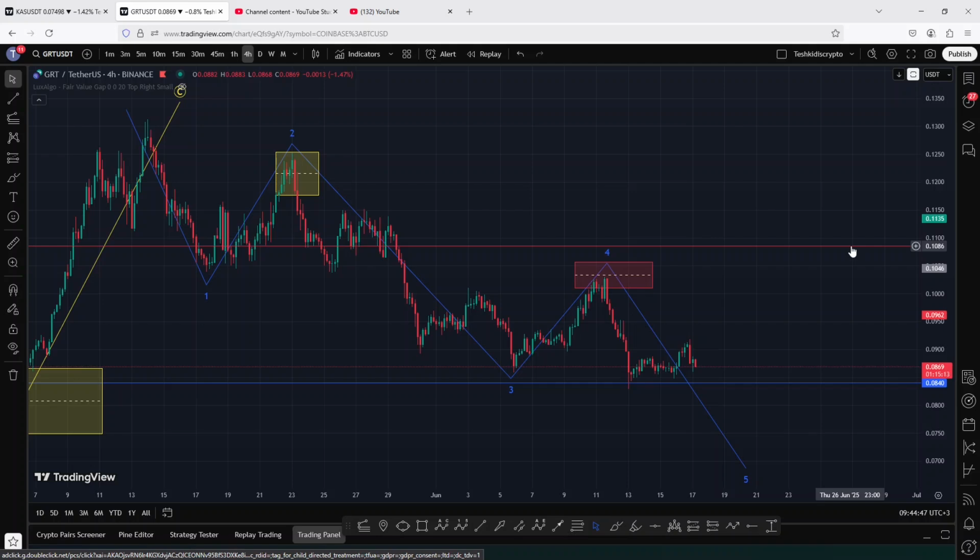And that is all that I'm expecting here on the GRT chart. And let us be patient and see how that plays out, and I will ensure you stay up to date.